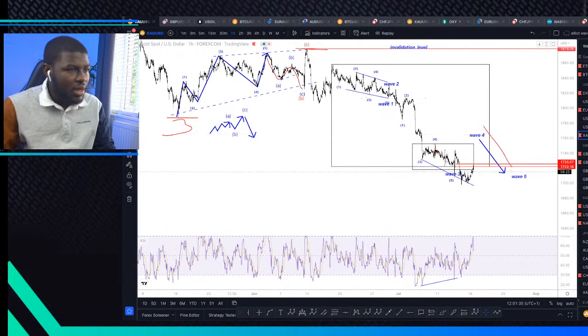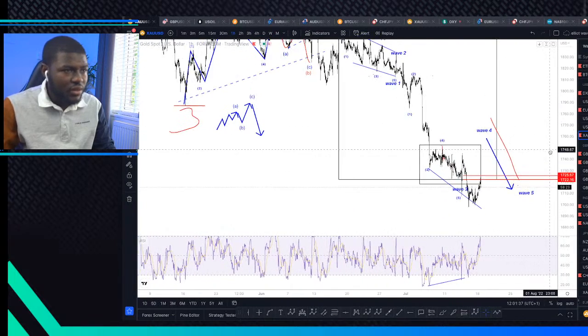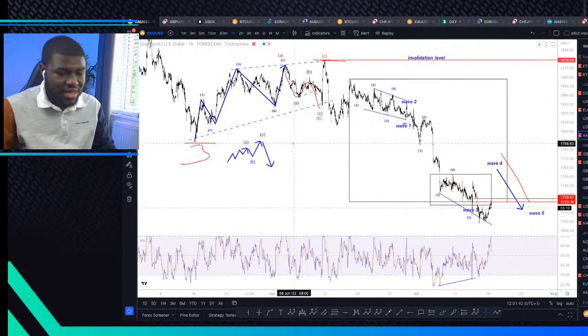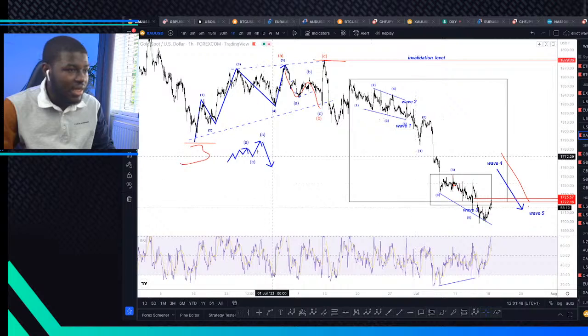So I have to be very careful in trading gold, and I would advise you to be. We already made some nice profits from gold, and we won't like to just give it back to the market because the waves are not clear yet.